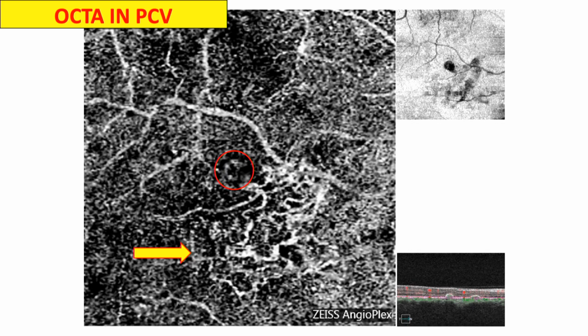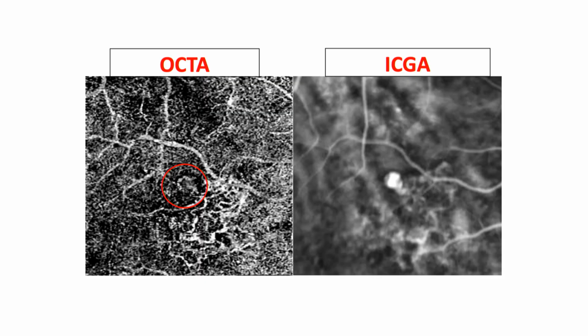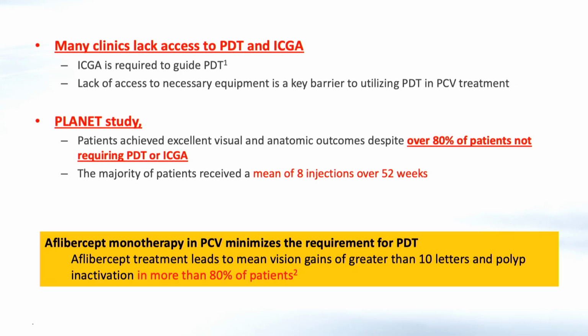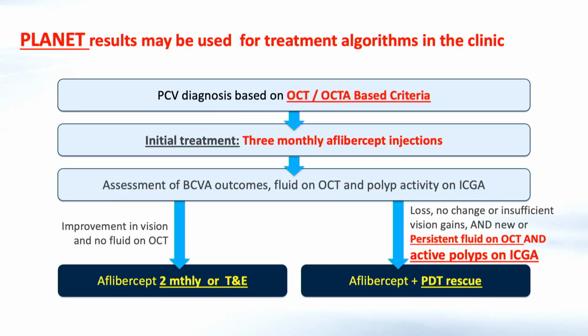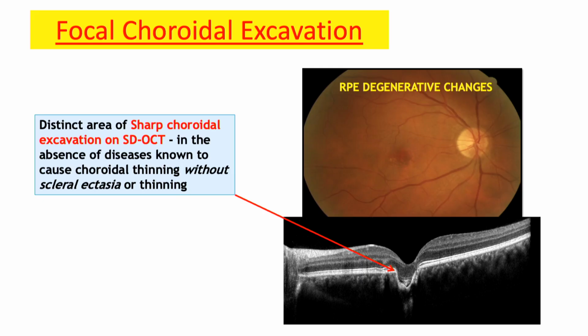OCTA can very well pick up the branching neovascular network. The polypoidal lesions are not greatly picked up because they are low flow lesions compared to ICG angiography. Because many clinics currently lack ICG and PDT, we could combine OCT and OCTA and go ahead with intravitreal monotherapy, and then PDT rescue and ICG can be reserved for persistent polypoidal lesions.